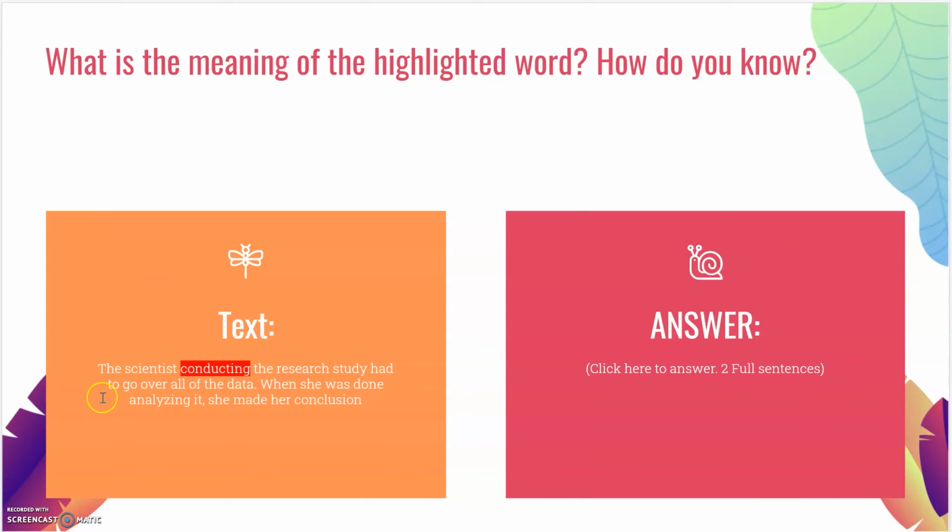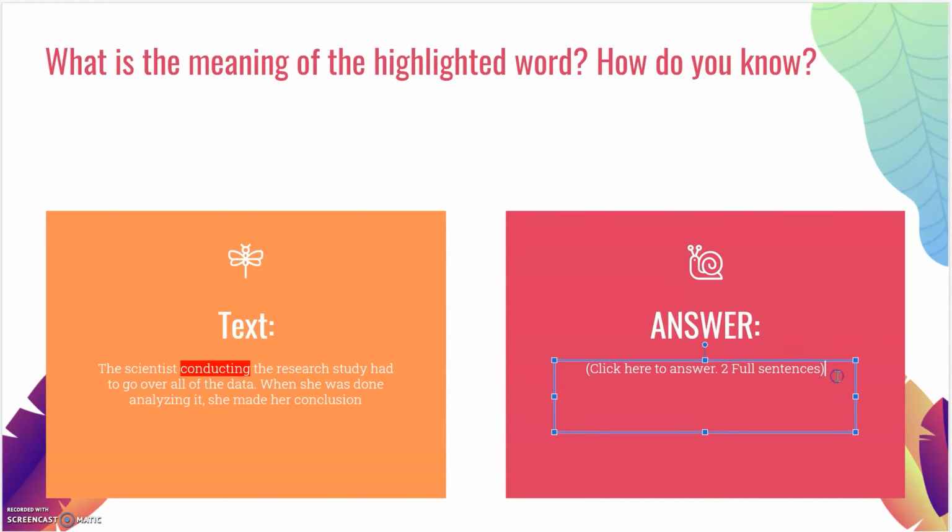Right here we have a text. The scientists conducting the research study had to go over all of the data. When she was done analyzing it, she made her conclusion. So I know, first I'm going to look at, how is this functioning? Well, it's a verb. It's an ing word. It's the scientist conducting, so it's the scientist doing something. And what are they doing? It looks like they're doing the research study, and they had to go over all the data. And when she was done analyzing it, she made her conclusion. Okay, when she was done, so she's definitely doing something, right?